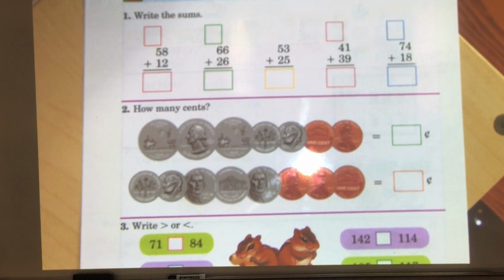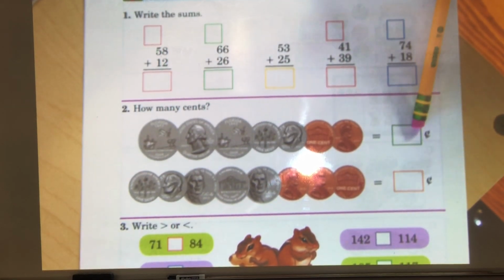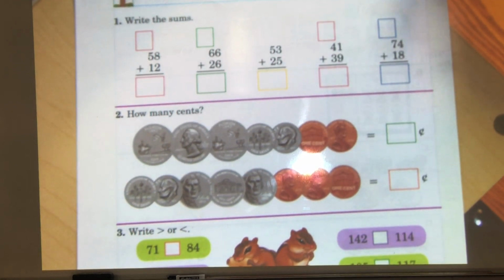How many cents? You're going to count the amounts. You're going to make sure that you start from the greatest amount and stop at the least amount. Once you count this row, you write your answer in the answer box right here. Let's take a look at section 3.